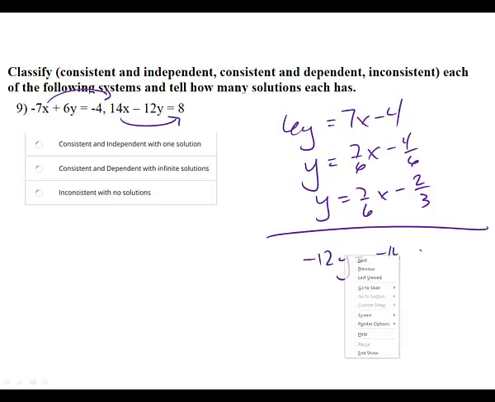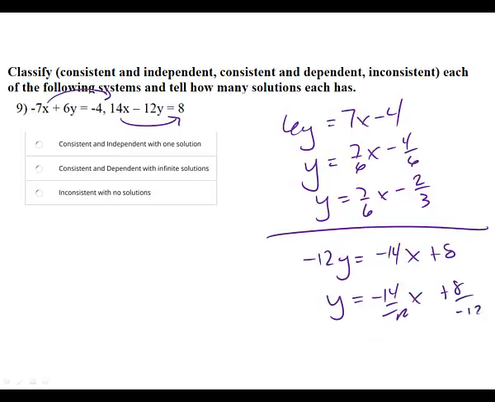Subtract it, so negative 14x plus 8, divide by negative 12. So y equals, what does negative 14 over negative 12 reduce to? 7 over 6. And 8 over 12 reduces to? 4 over 3? Are we sure? 2 over 3. How about 2 over 3?